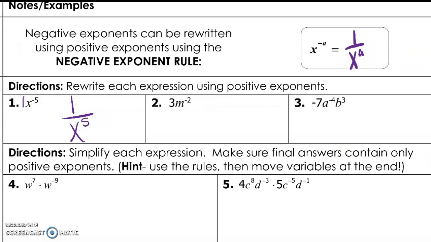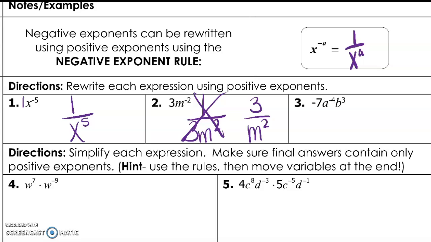Number 2, don't write this yet. Most people think this becomes 1 over 3m squared. That is not correct. The 3 does not have a negative exponent, so the 3 stays put and only m squared goes to the bottom. So if you look at number 1 and number 2, number 1 technically has a 1 in front, that's why it stays on the top, and number 2 has a 3 in front, so that's why it stays on the top.